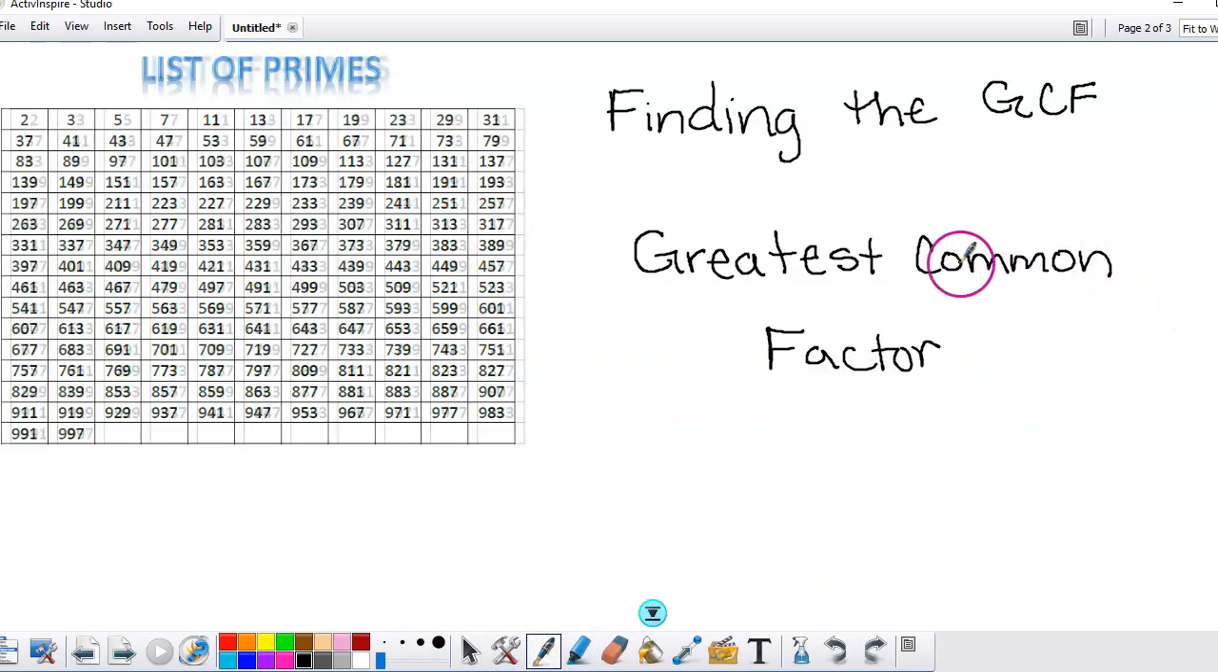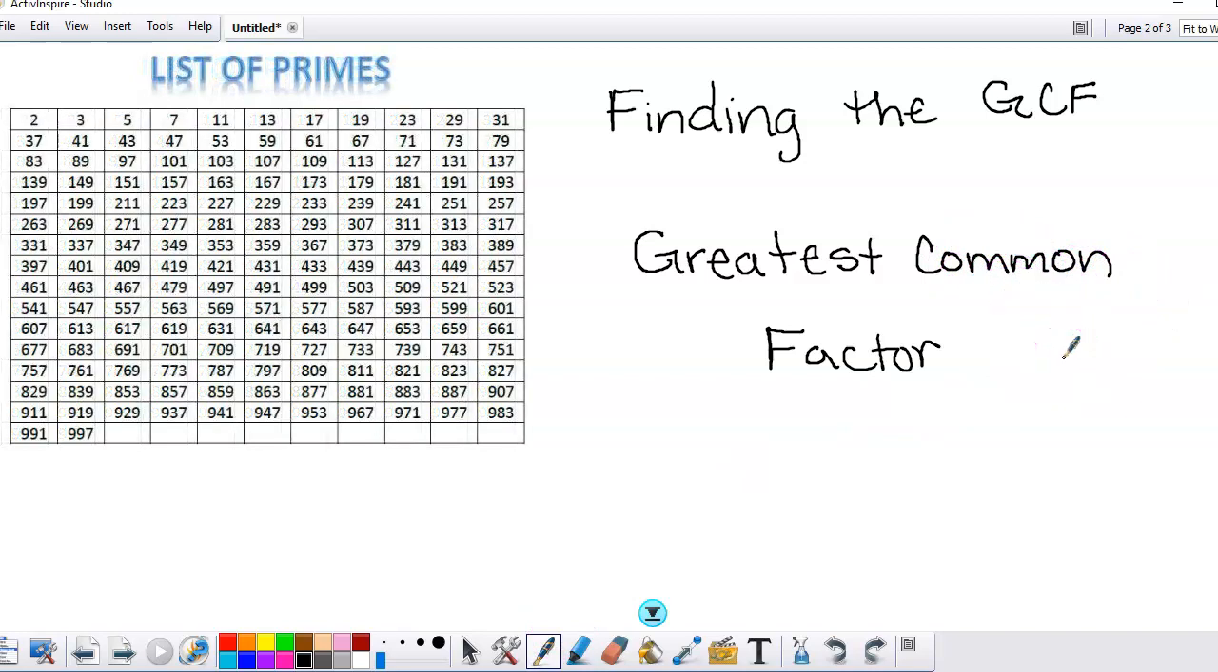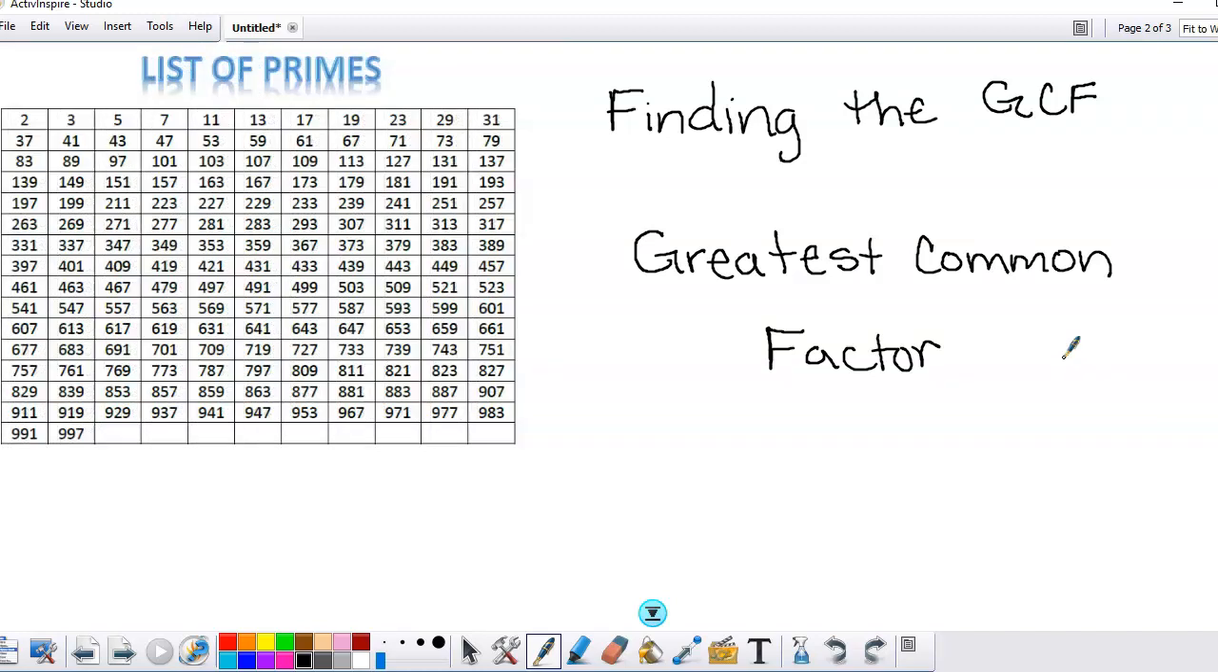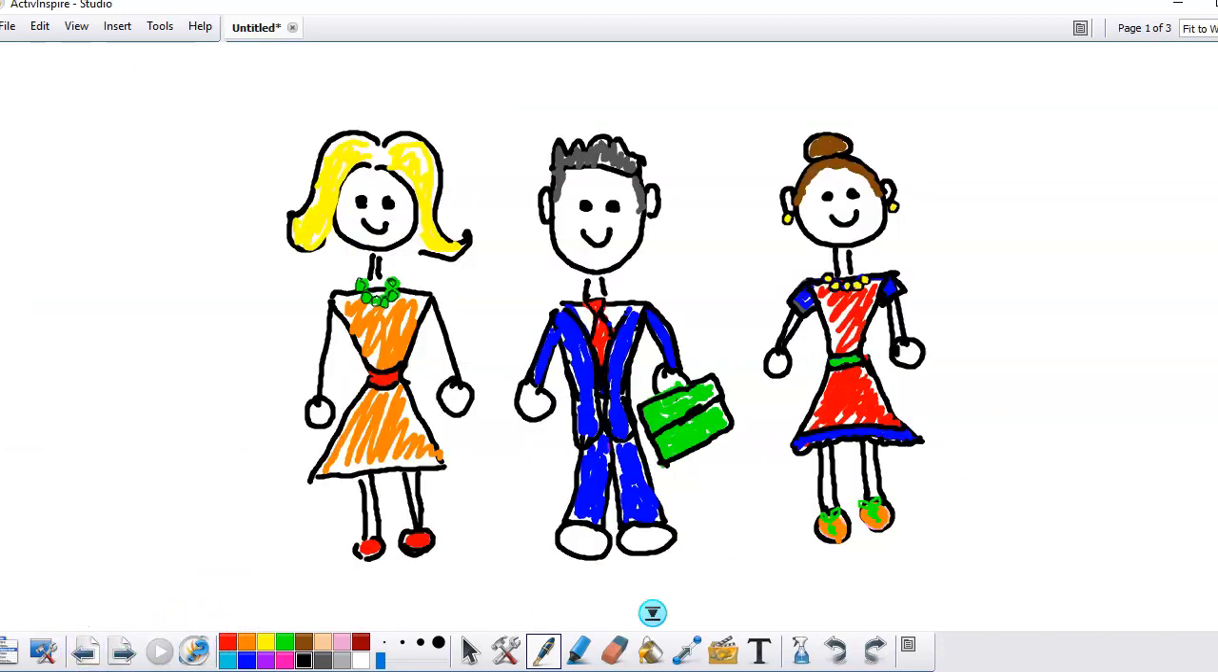Now we have this word common, and it is a regular English word, not a crazy math word, and it just means what is the same for every number we're considering. So let's look at an idea without numbers first. We're going to look at people, and we're actually looking at the colors they're wearing. And what we are looking at is what colors are common to all three people.